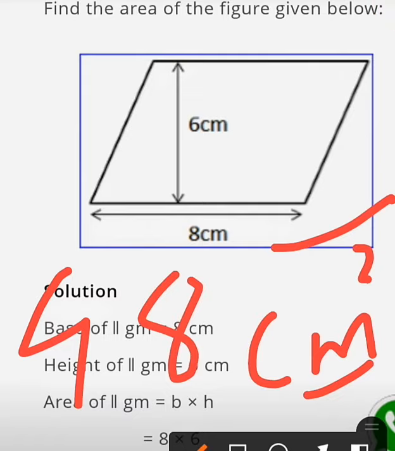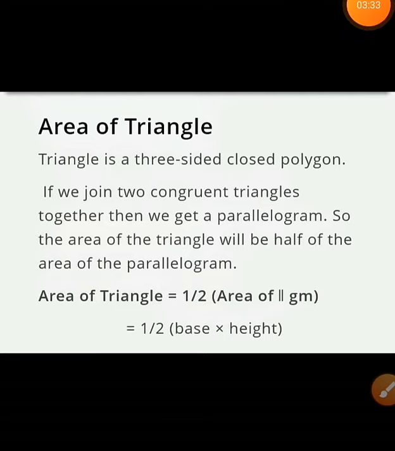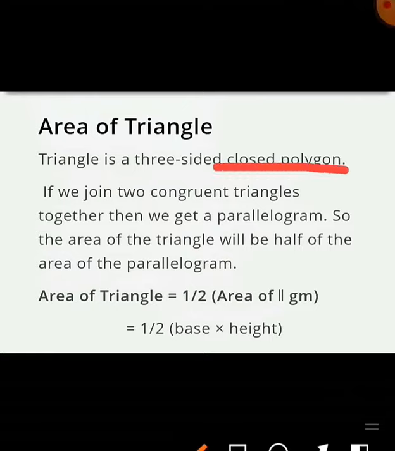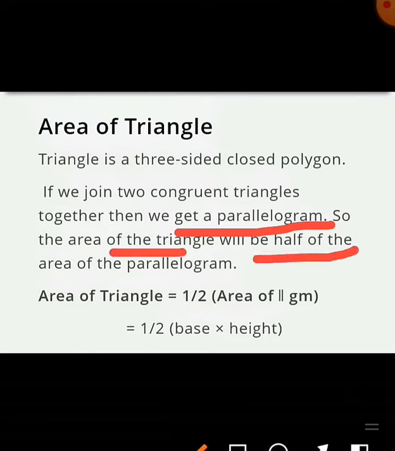Now we will see area of triangle. How to find area of triangle? A triangle is a three-sided closed polygon, that we know, we are learning this from the lower classes. If we join two congruent triangles, अगर हम दो सेम ट्राइंगल को ज्वाइन करेंगे, then what will we get? We will get the shape of a parallelogram. So area of triangle will be half of the area of the parallelogram.